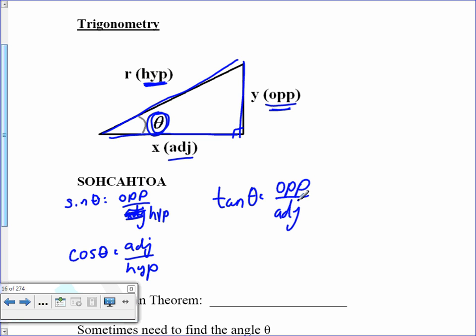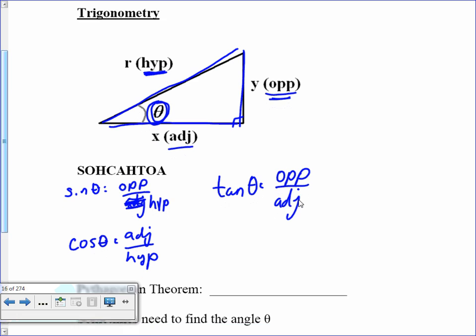Those are really the only ones that you'll need. If you use cosecant, secant, and cotangent, they're really just the opposite of these, flipped. But don't worry about those. You don't really need those.